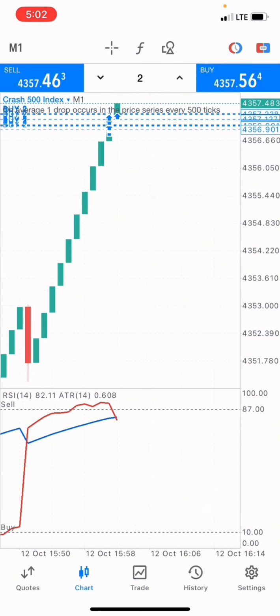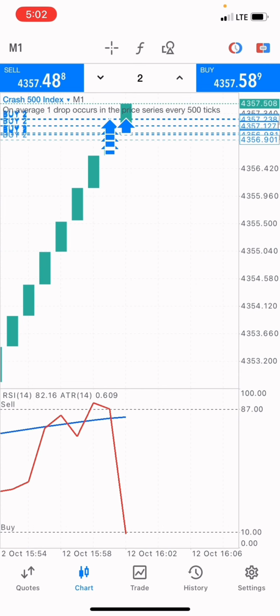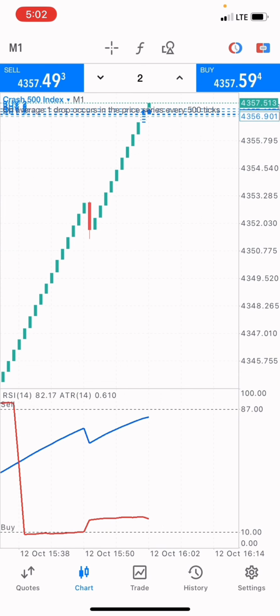Okay, so I'm going to zoom. What I'm going to be doing right here is taking just 5 candlesticks for this strategy, and my lot size right here is just 2 lot size. So this is a live trade.